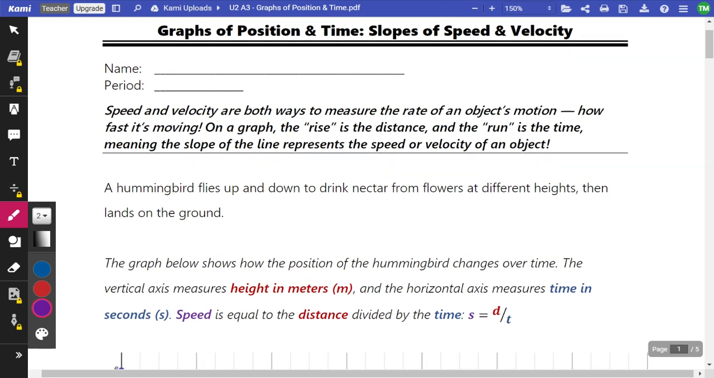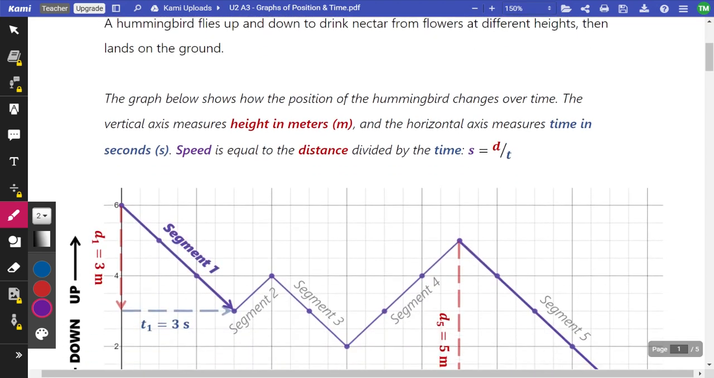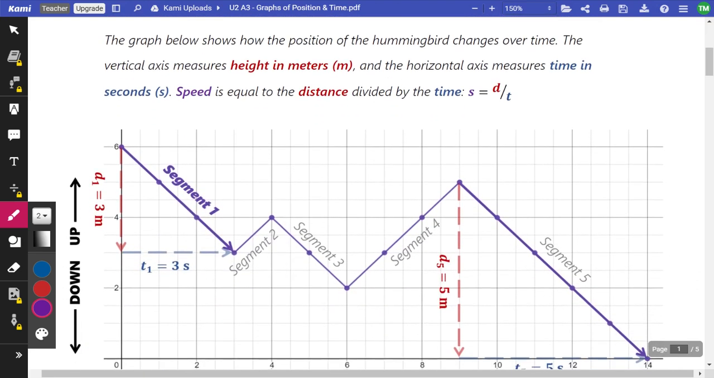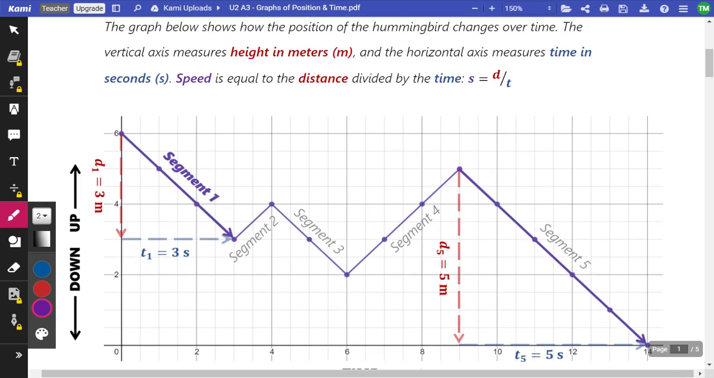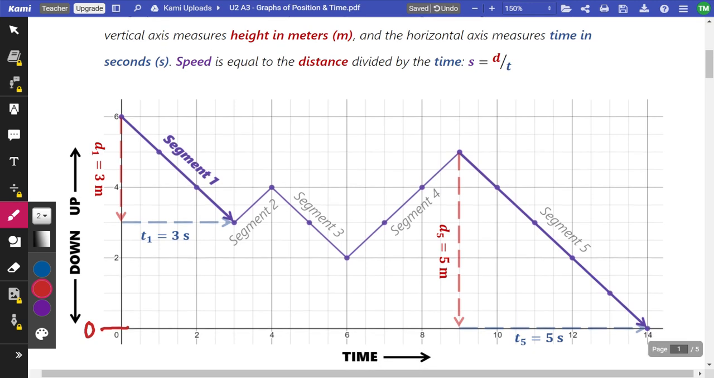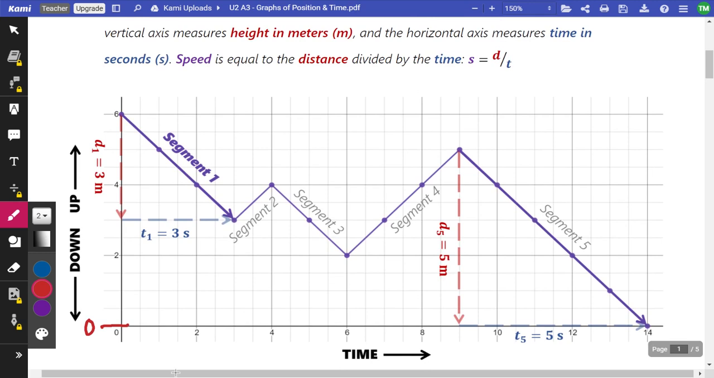So the graph down here shows how the position of our hummingbird changes over time. On the y-axis, we have how high up or down the bird is off the ground. So this zero mark down here is going to be the ground. And then along the x-axis down here, the horizontal axis, that's going to be time. So time is going to continue moving on this way.